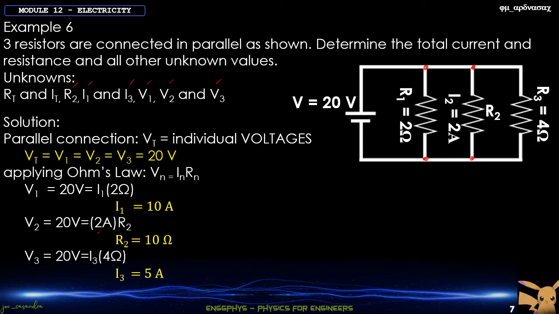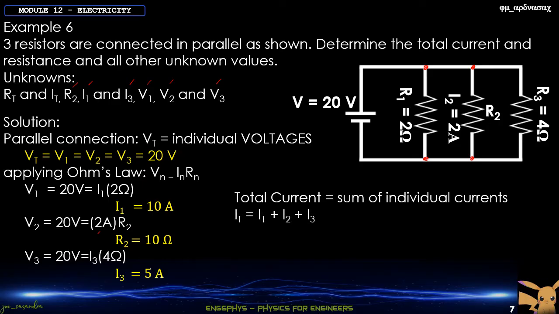So for parallel connections, we know that the total current is equal to the sum of the individual currents. We all have our currents already. So I total now is equal to I1 plus I2 plus I3, or that is now equal to 10 plus 2 plus 5, which is equal to 17 amperes.